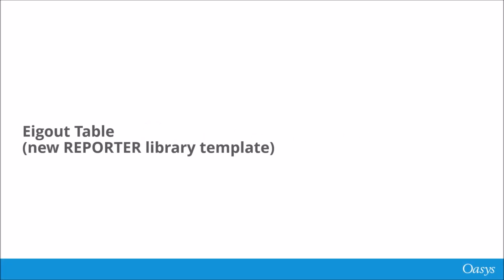This video will provide an overview of a new library template available in Reporter for Oasys version 21, allowing data from the LS-DYNA Eigout file to be generated into your report.